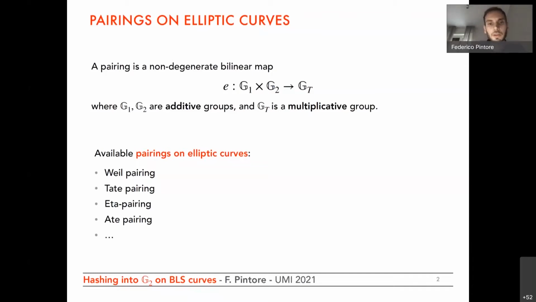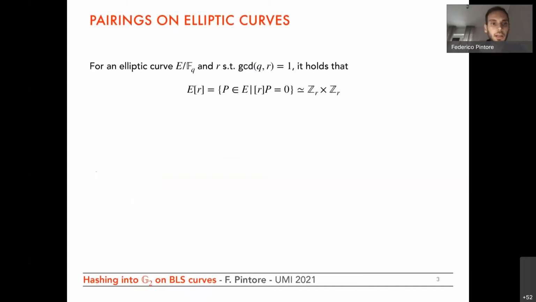So the question is, what are the groups G1, G2, and GT in elliptic curve pairings? In order to answer this question, I have to recall a standard result about elliptic curves. Suppose that F_Q is a finite field, E is an elliptic curve defined over F_Q, and R is a natural number which is relatively prime with Q. Then we denote by E[R] the set of all points P on the elliptic curve E such that the order of P divides R. And the nice thing is that we know the cardinality of this set and also its structure.